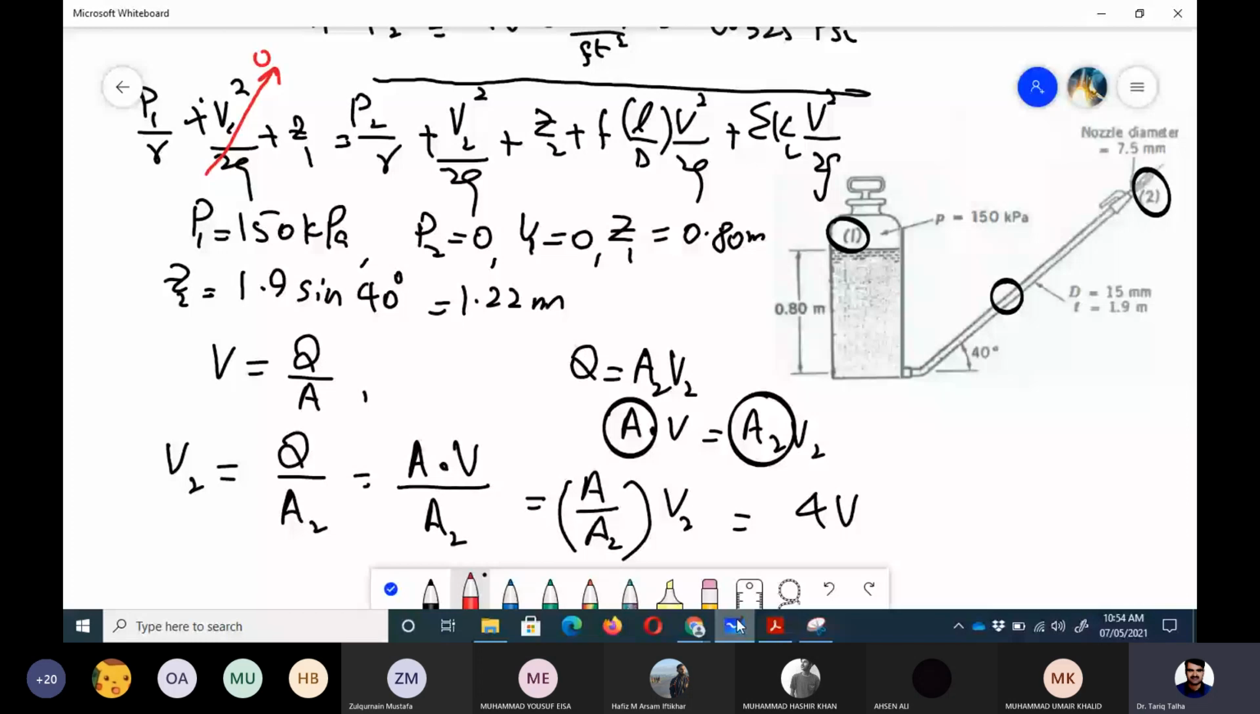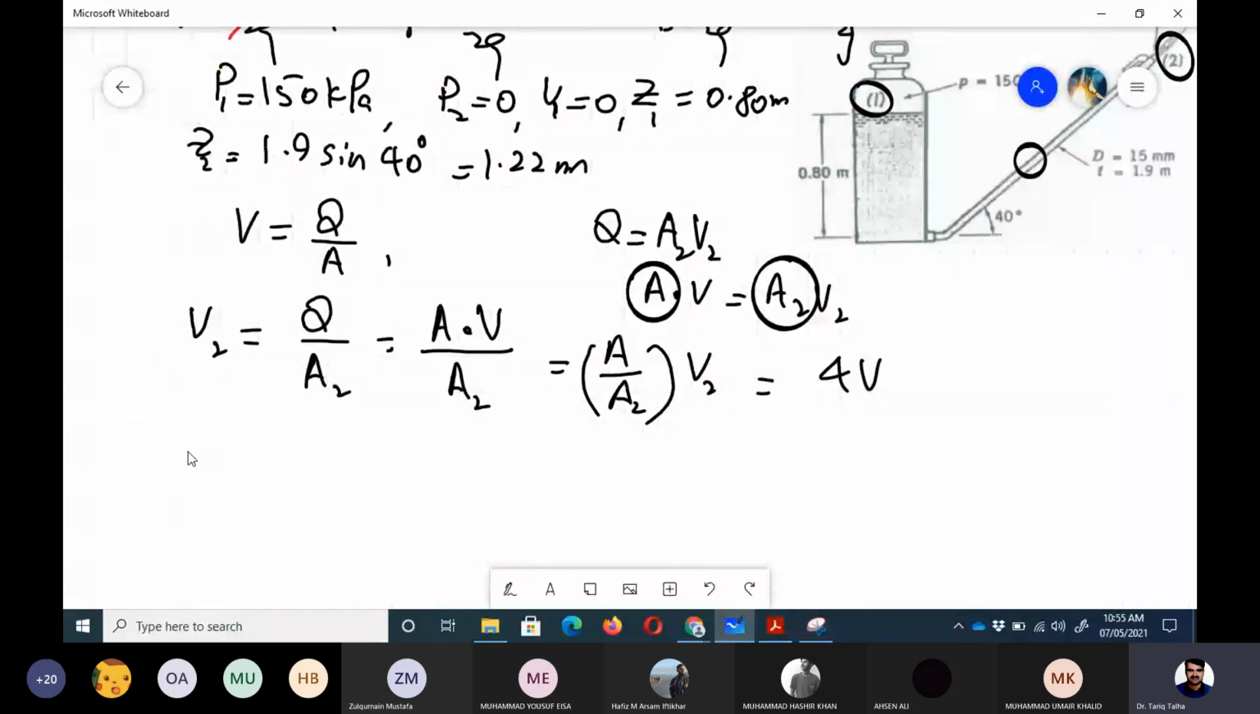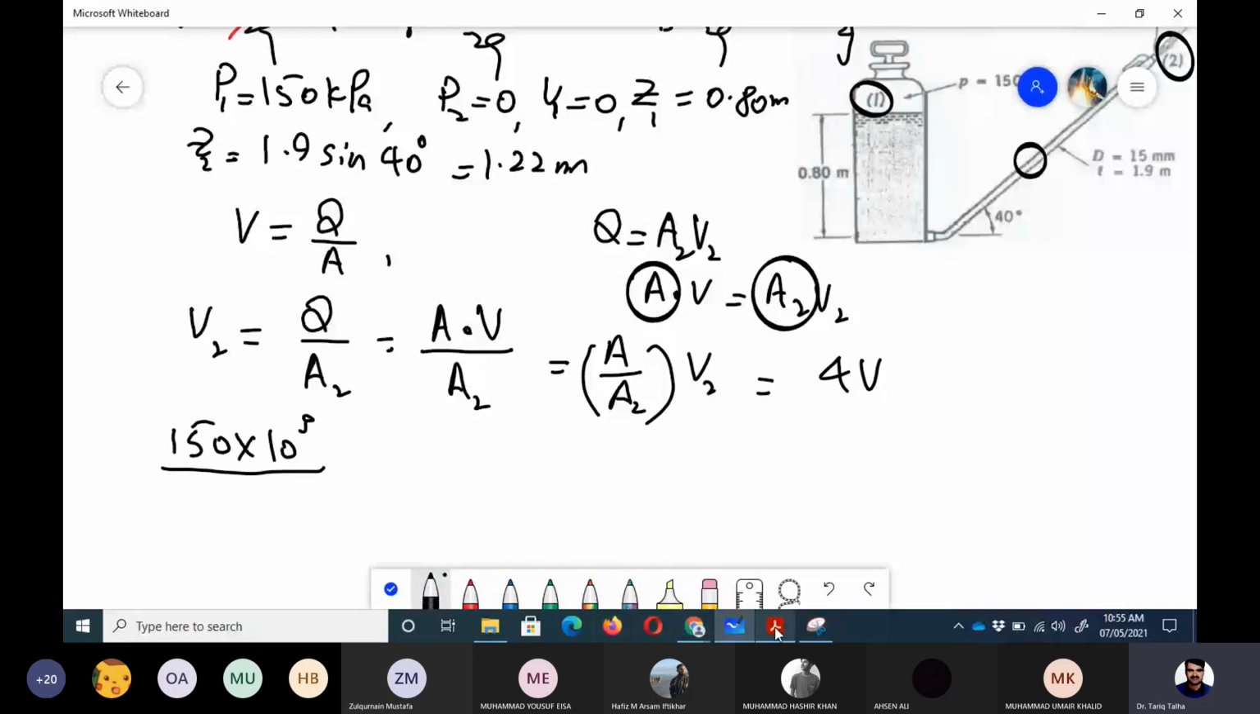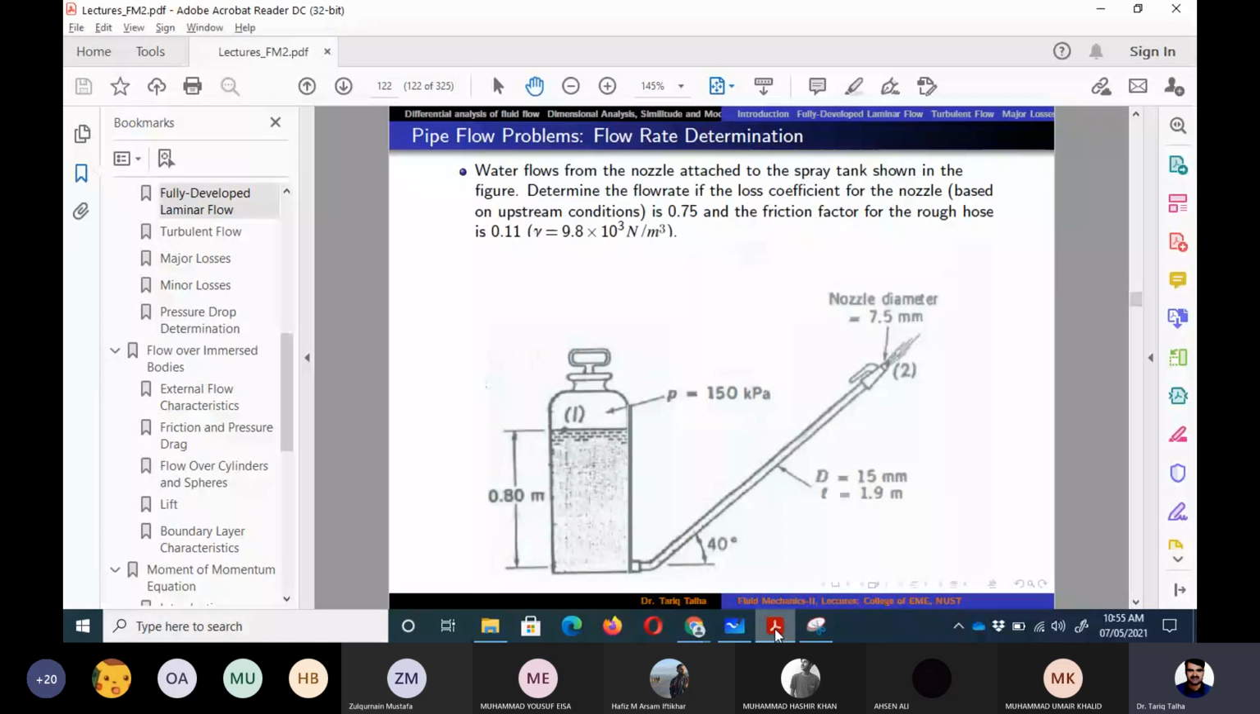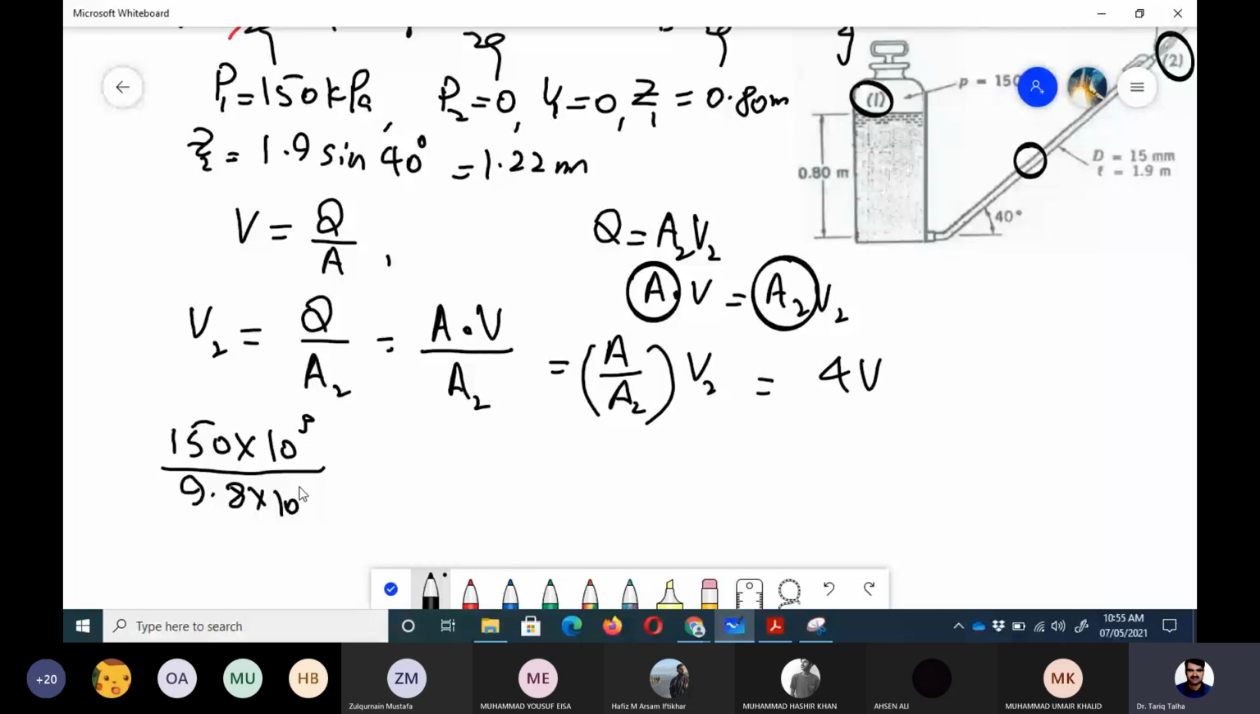I am going to show that step as well here. So P1 upon gamma, it was 150 kilopascal. So let me write it: 150 into 10 to power 3 divided by the gamma value. The gamma value is given to us in the statement, that is 9.8 into 10 to power 3. So I would write here 9.8 into 10 to power 3, plus V1, that is 0, V1 square upon 2g, plus Z1, which is 0.8, and then we have got P2 upon gamma, that is also 0 because the flow is going out into the atmosphere.